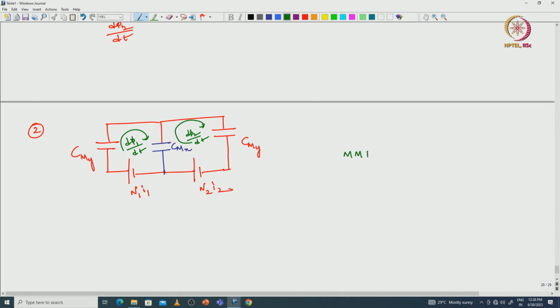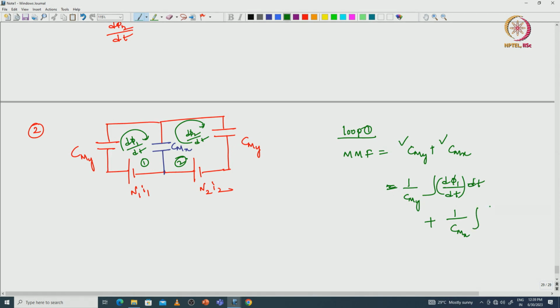With respect to the KVL, MMF should be equal to, from loop 1, this is loop 1 and loop 2. In loop 1, MMF is equal to the voltages across CMY and CMX, right. So, V CMY is nothing but 1 by CMY integral I dt, right. I is nothing but d phi 1 by dt into dt, plus 1 by CMX integral of d phi 1 by dt minus d phi 2 by dt into dt.